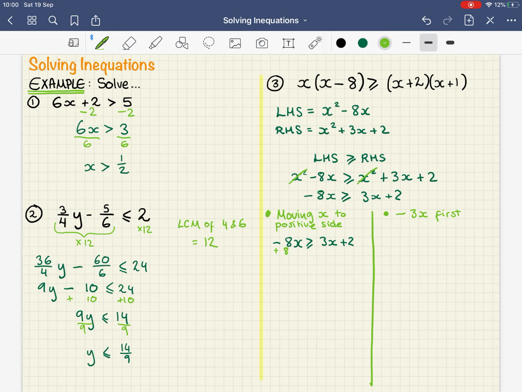So here I'm going to add 8x, and that's just going to leave me with 0 there, is less than or equal to 11x plus 2. Take away 2 from both sides. So I've now got negative 2 is less than or equal to 11x. And then divide by 11. And I'm going to just move it around and make sure if you do swap it around, the way that the inequality is pointing stays pointing towards the correct thing.